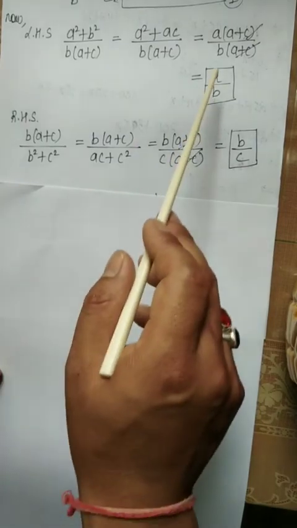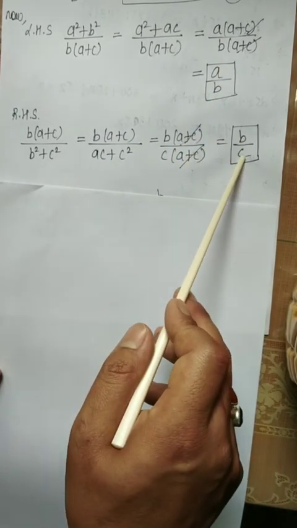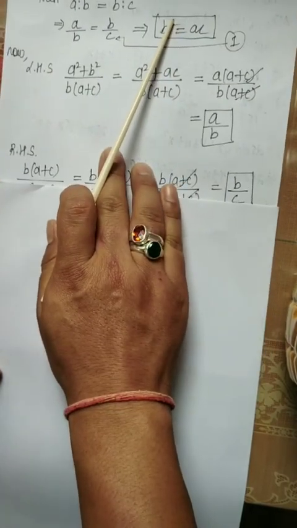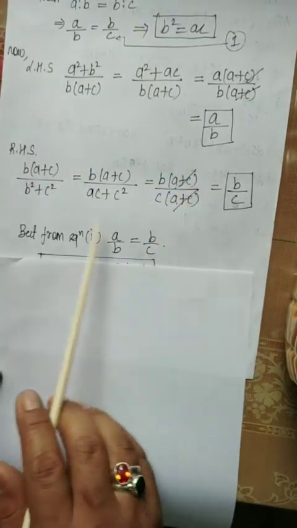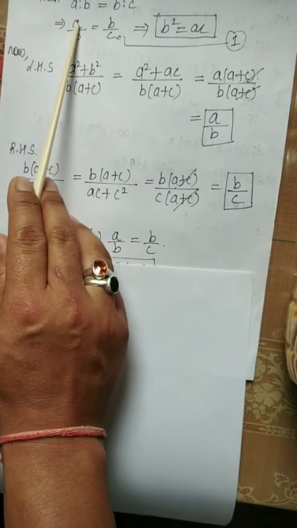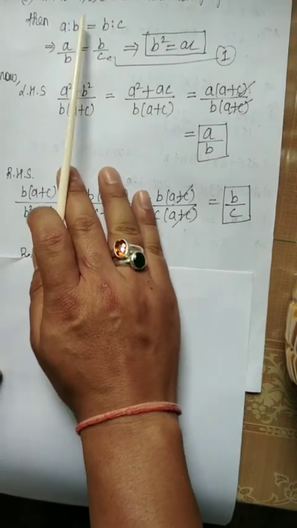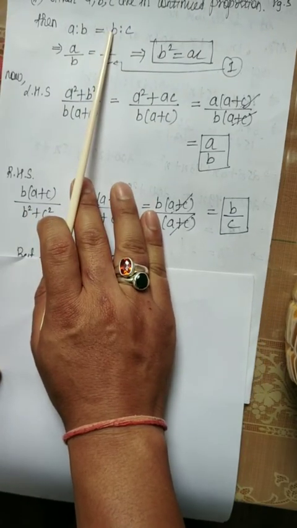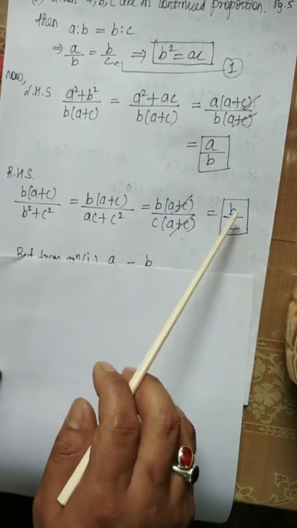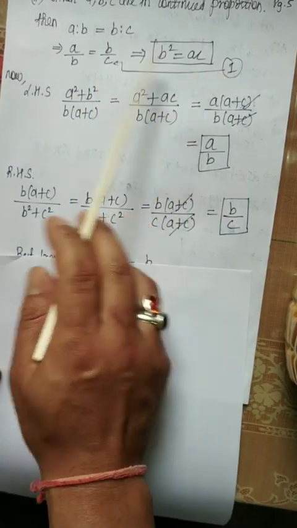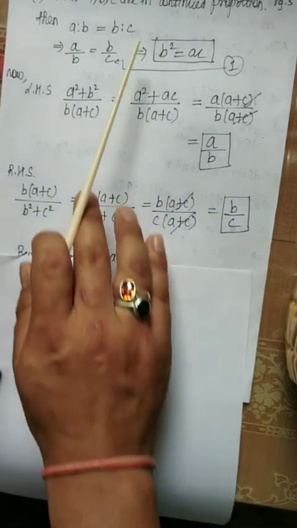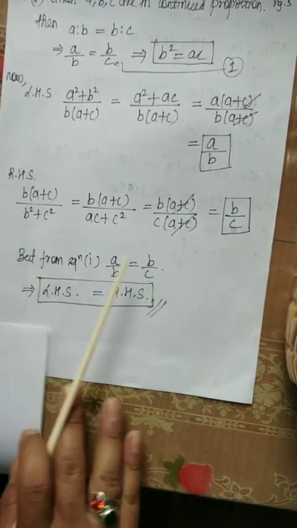But is A by B equal to B by C? Are they equal? Just look at equation number 1. From equation number 1, I know that A by B equals B by C. According to the given condition in the question, they are in continued proportion. So if they are in continued proportion, then A by B is equal to B by C, from equation number 1. So hence left hand side is also equal to right hand side. So pause the video to note down.